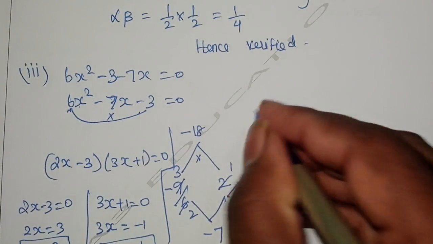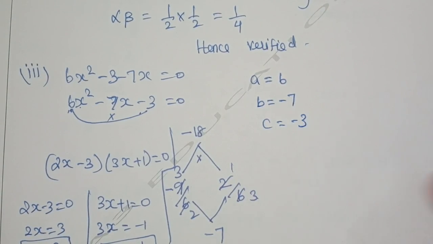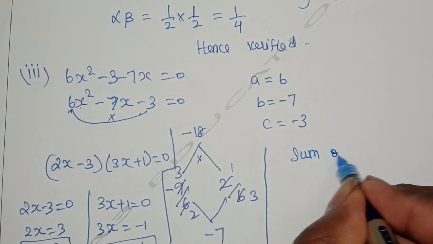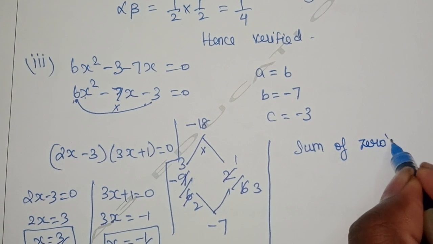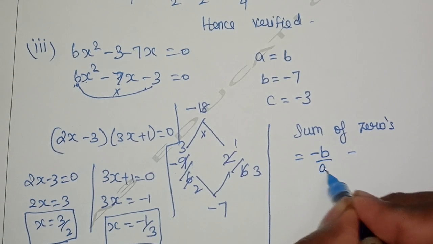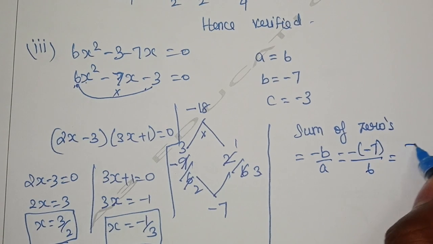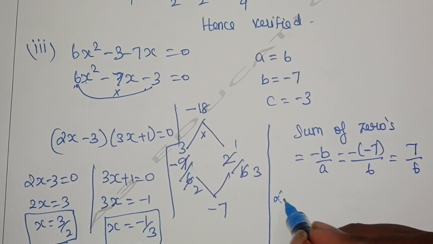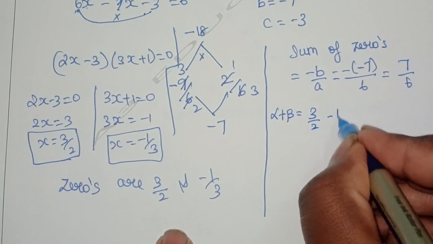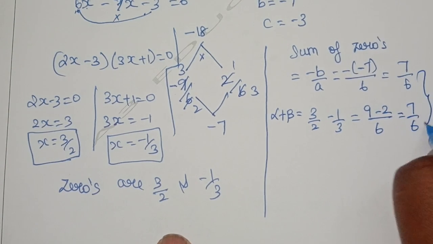Then we need to write a value is 6, b value is minus 7, c value is minus 3. Then sum of zeros, using the formula minus b by a, is equal to minus of minus 7 divided by 6, which is 7 by 6. Without the formula, alpha plus beta is equal to 3 by 2 minus 1 by 3, which is 9 minus 2 by 6, 7 by 6. Both are same.